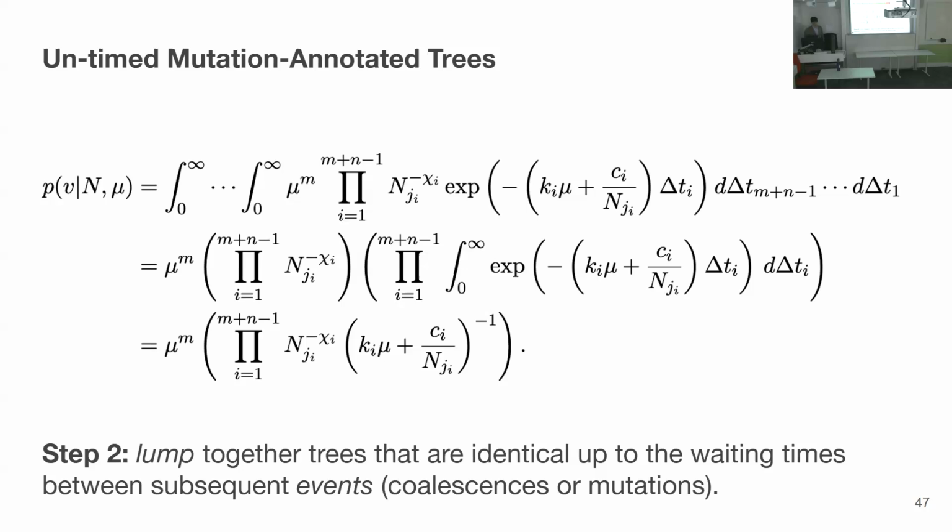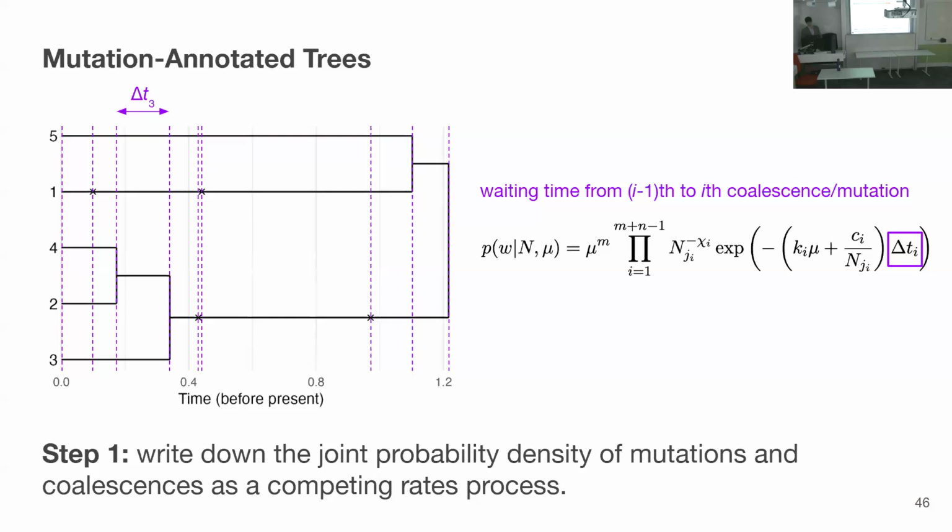And so what we're going to do is impose an equivalence relation on trees that are identical up to the values of the delta ti's. A good way to think about that is to imagine that we're sampling a tree that looks like this, but the tree is only defined up to these waiting times between events. So for example, we would allow this waiting time delta t3 to either shrink down or get larger. That would all be considered within the same equivalence class of trees.